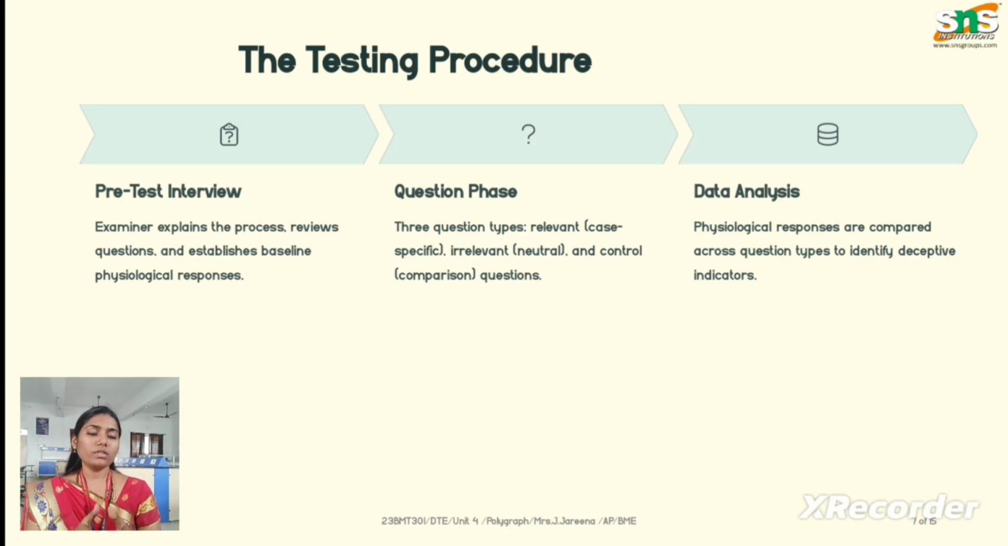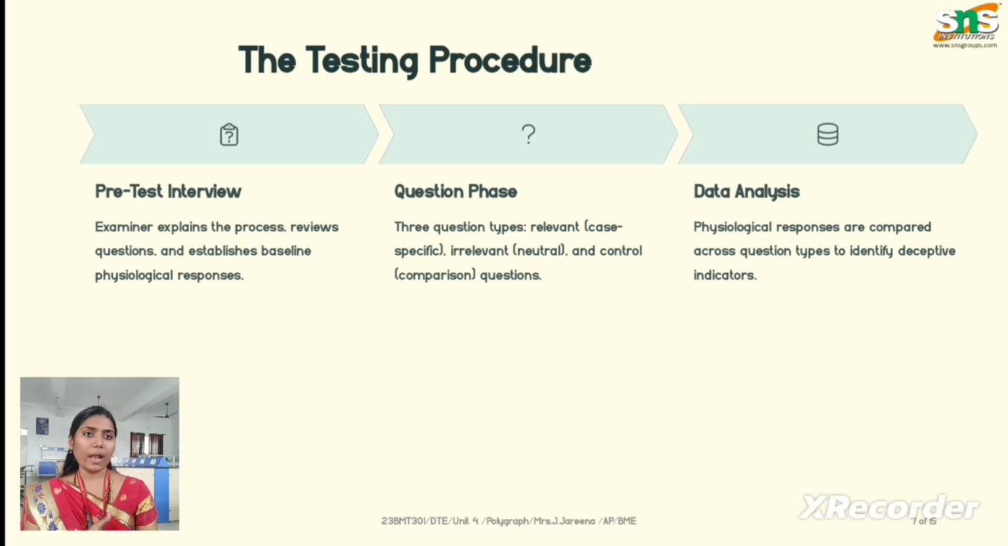The second phase is the question phase. In this phase, we will be posing questions to the person. There are three types of questions we will pose. One is the relevant question, another is the irrelevant question, that is a neutral question, and the third is the control or comparison question.